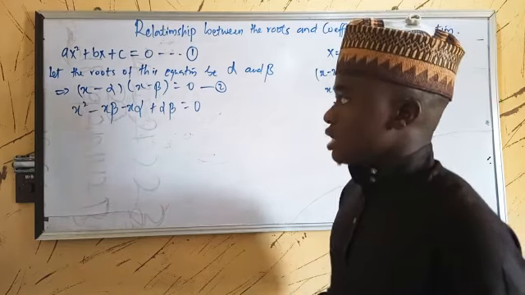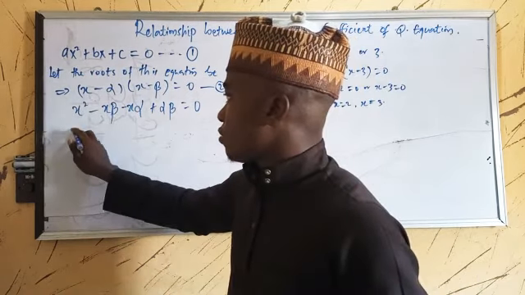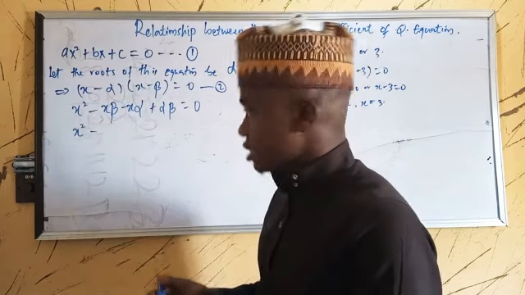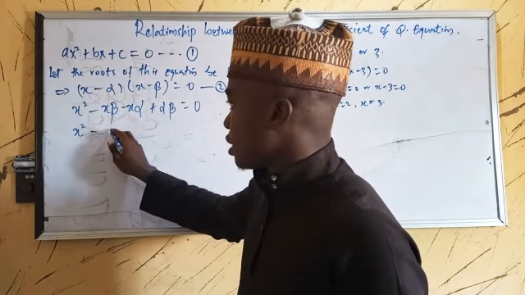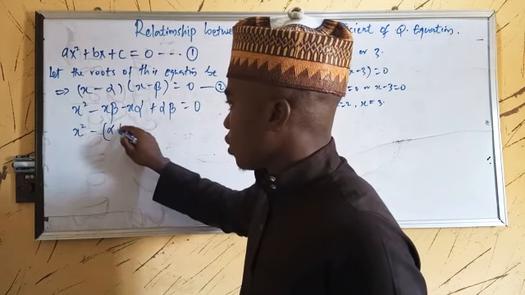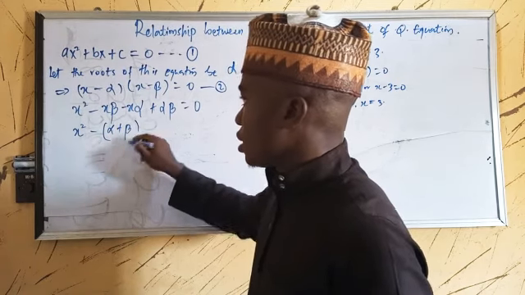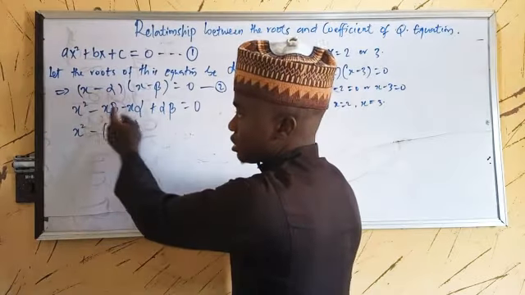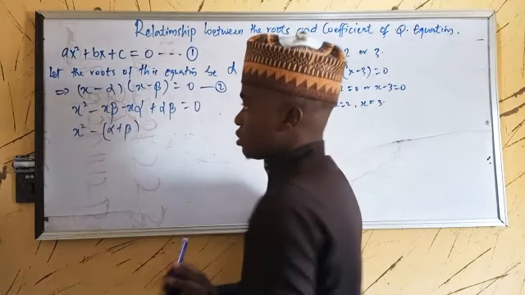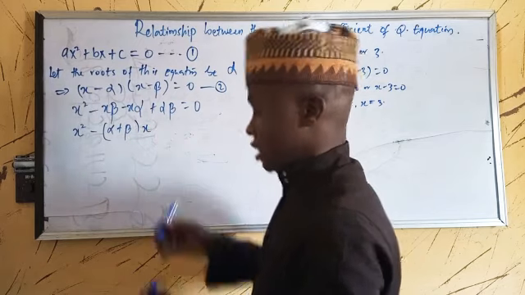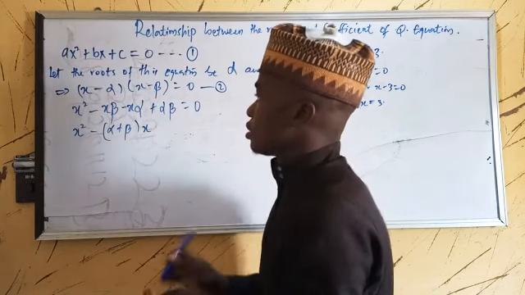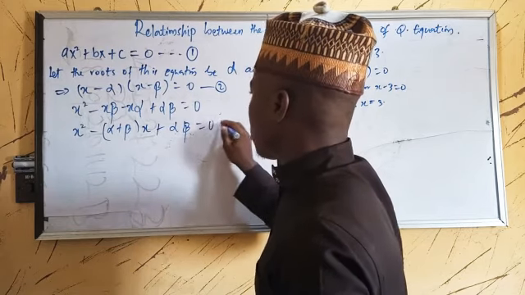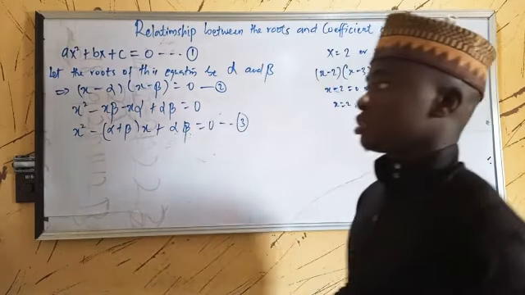So what is the next thing? What can we do to this? You can see we have x squared minus. So now what is common here? You can see that x is common here. Then you can have alpha plus beta, because minus x is common here. So I bring out the x here, then this is the minus, then plus alpha beta equals 0. Let me call this equation 3.